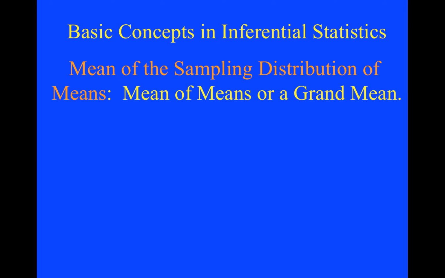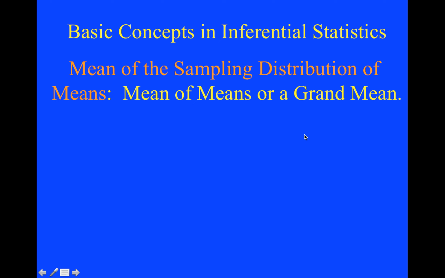But imagine that we have taken the class and we've gone in and drawn 10 different samples of 5 people, or all the possible samples of 5 people. We could do it with 6 people or 8 people, but we draw all possible samples and we calculate the mean of each of those samples. Well, the mean of that sampling distribution of means is a grand mean. It's the mean of means.